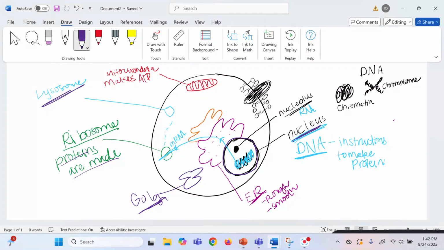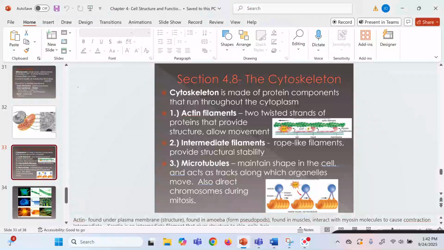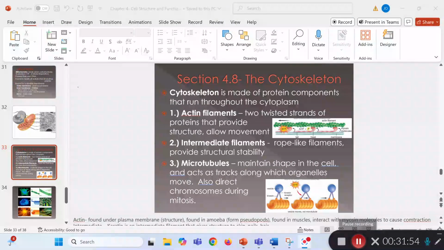The lysosomes clean all this up, digesting material. Peroxisomes also do. And then also the central vacuole cleans it all up too. Chloroplast is where photosynthesis occurs. The mitochondria is where ATP is made. Okay, then we have also the cytoskeleton, and that's going to be actin, intermediate, and microtubules.